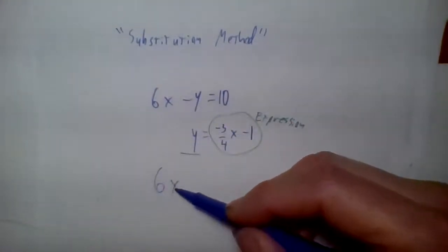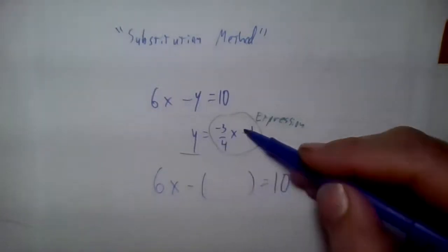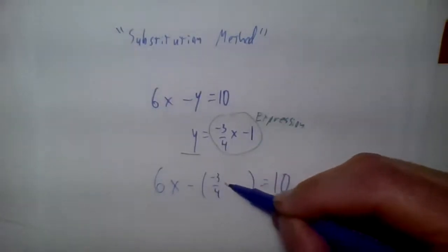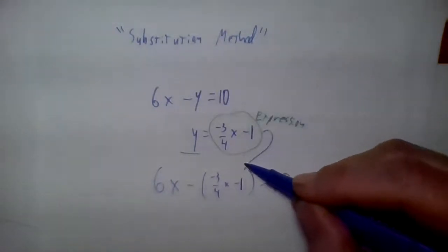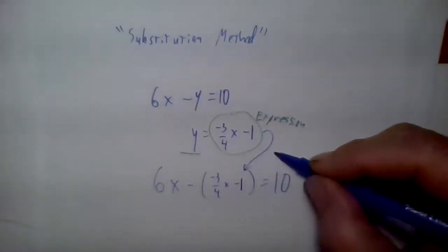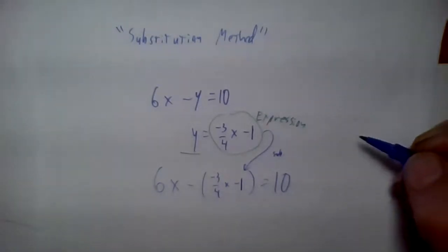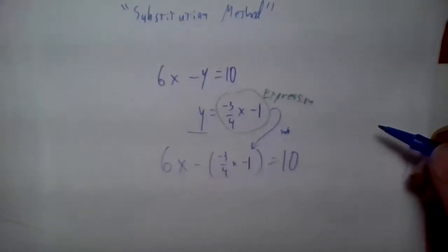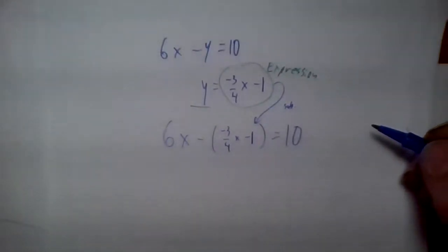So in my equation, 6x minus y equals 10. Well, if y is equal to negative 3/4 x minus 1, then I can substitute it in like that. That whole expression goes in place of y. That's where your substituting takes place. We're going to substitute that in. Now I just have an equation with x. It's a little bit long, but it's just a linear equation in x.